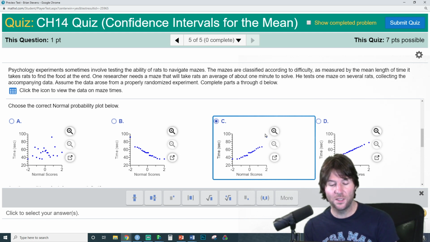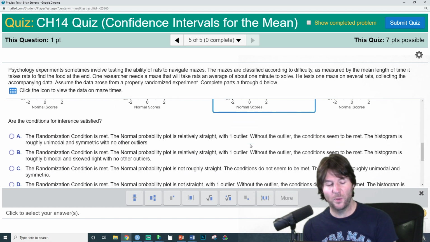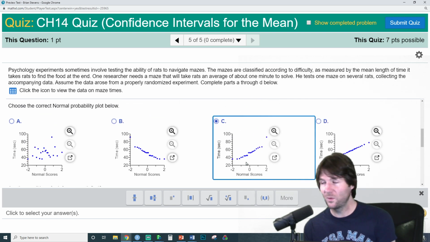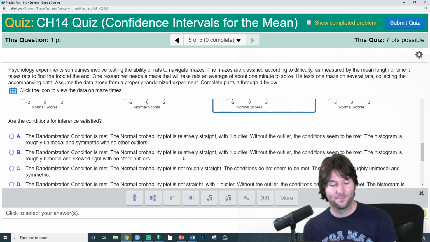So the answer is C, pretty easy to tell from the outlier on the normal probability plot, and it must go up and to the right. That's the way they go. It's the way they're drawn.